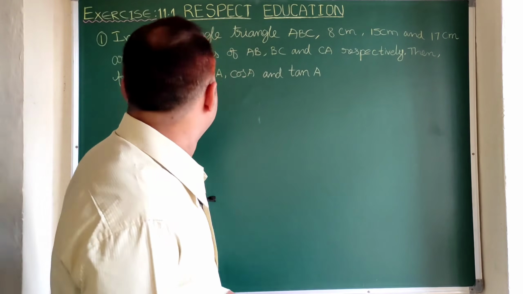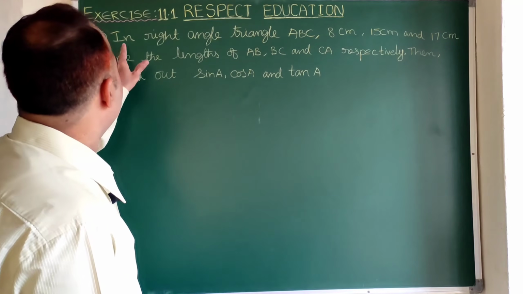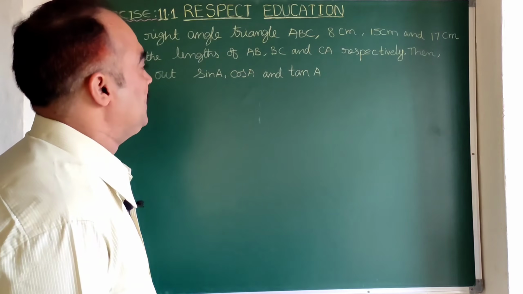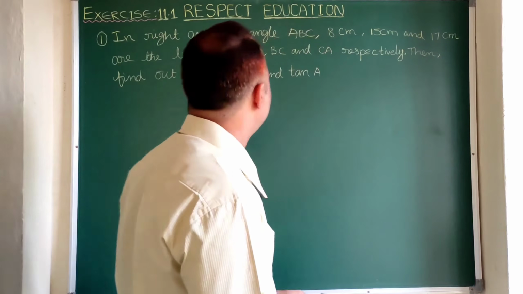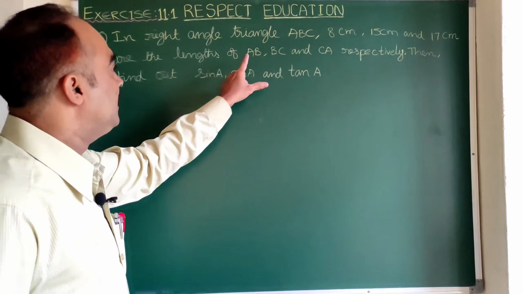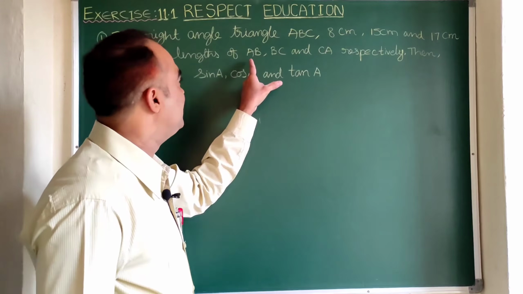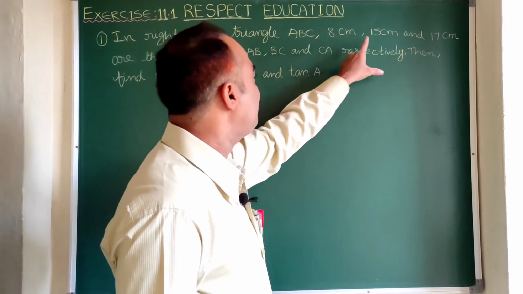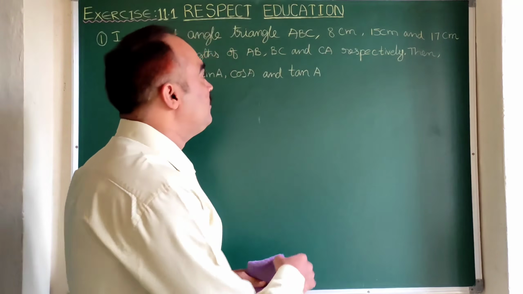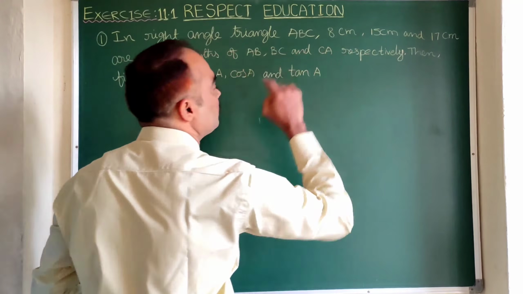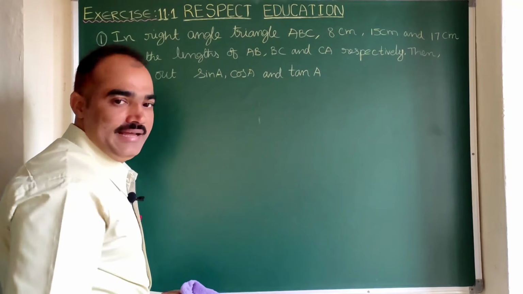Now we see exercise 11.1, question number 1. In a right angle triangle ABC, 8 centimeter, 15 centimeter and 17 centimeter are the lengths of AB, BC and CA respectively. Here 8 centimeter is for AB. Is it clear? That means AB is of 8 centimeter, BC is of 15 centimeters and CA is of 17 centimeters. Respectively means we have to follow the same order here and here also. Then find out sin A, cos A and tan A.